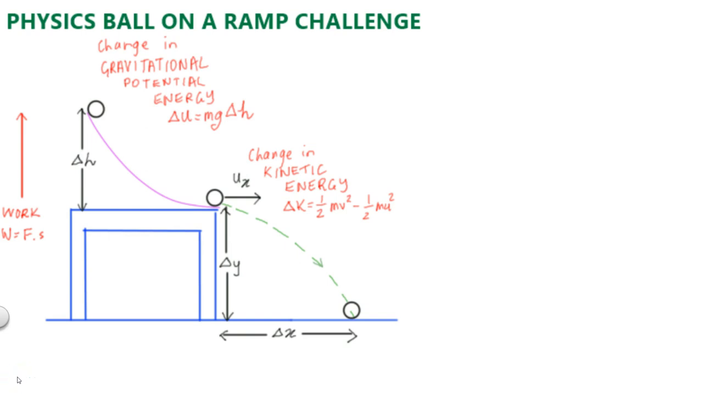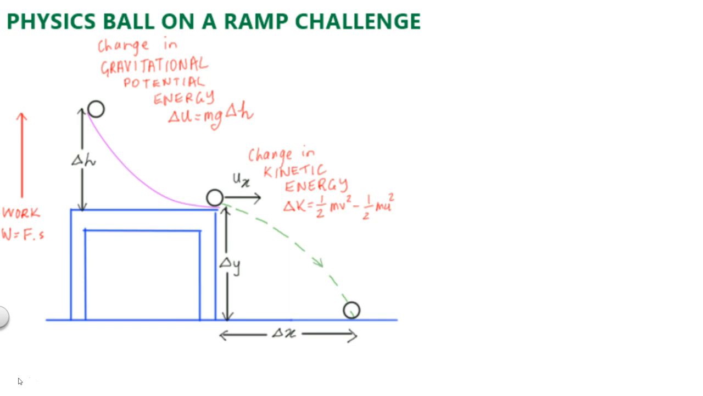In this video, I'll go through the physics ball on a ramp challenge that we'll do in class. We'll actually be using a Hot Wheels track and a Hot Wheels car instead of a ball. So you'll set up the track as a ramp as shown, situated on a table. The car will be situated at the top of the ramp.